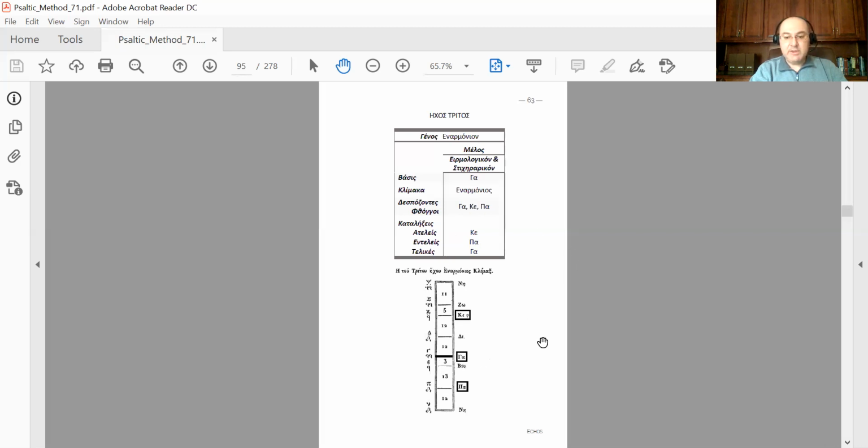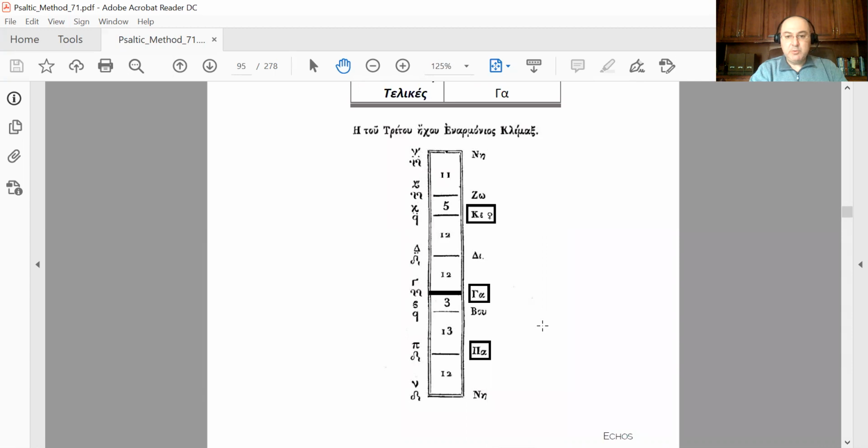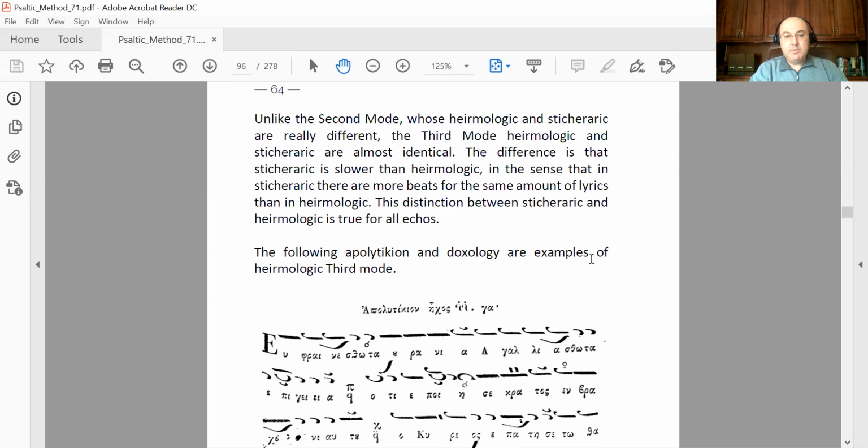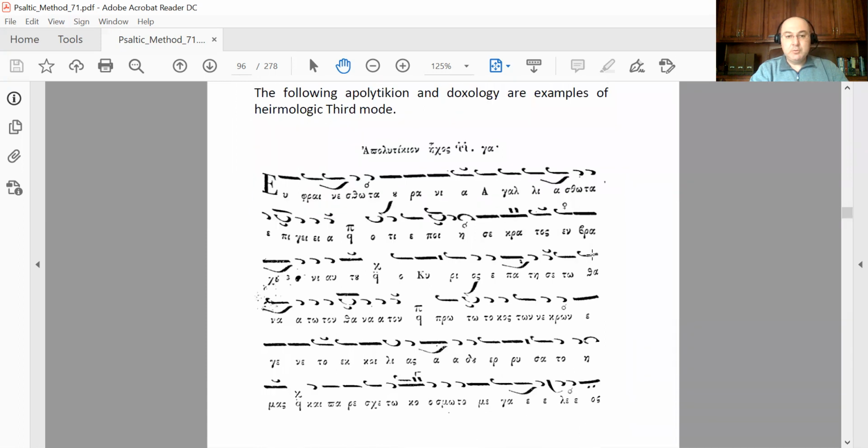And here we have our scale that we chanted last time. But to refresh your memory, the basis is la. La, vu, pa, ni, pa, vu, ga, di, ke, zo, ke, di, ga. And that's what's called the enharmonic scale, which is used for the third and the varis modes, hijos.